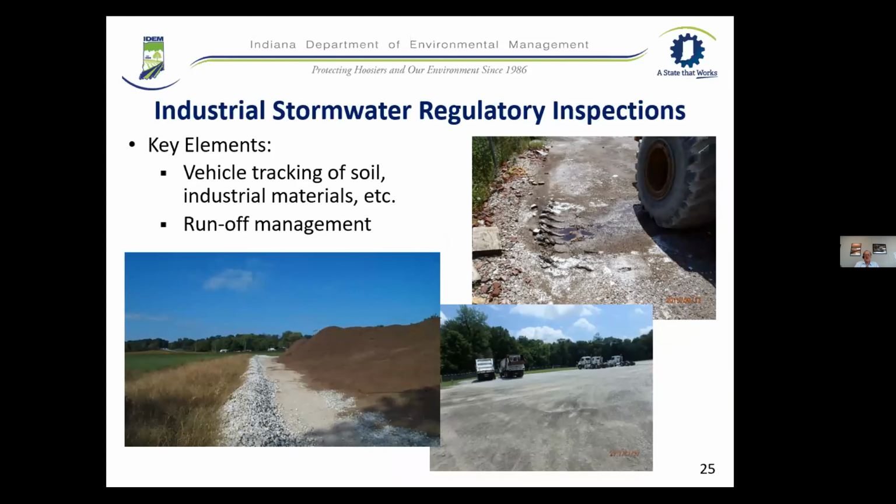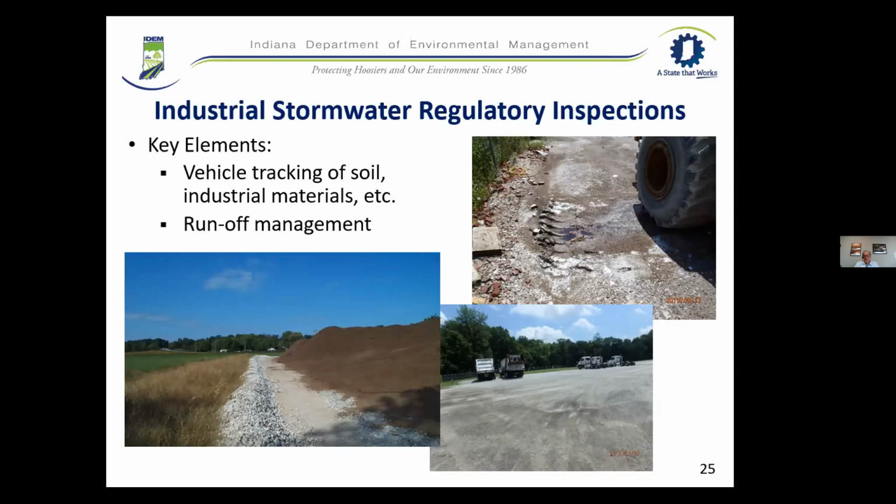Now, vehicle tracking, most people are familiar with this as far as like the Rule 5 or construction stormwater. But it's also important that your industrial entrances to your facilities are well maintained. Sometimes these are gravel entrances, and if there's activities internal to the industrial site, there is a potential to track soil or mud onto public highways, even industrial materials onto public highways.